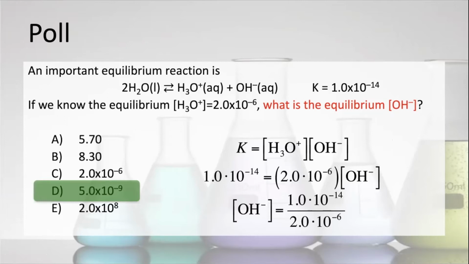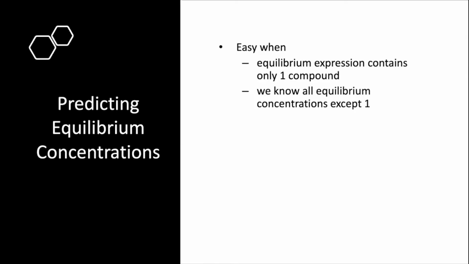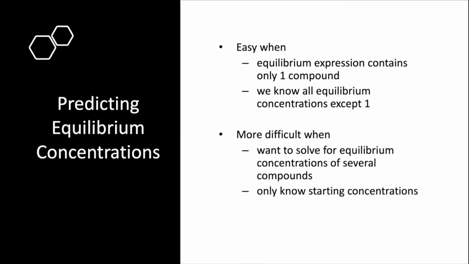When I multiply 5 times 10 to the minus 9th times 2 times 10 to the minus 6, I'm going to get 1 times 10 to the minus 14th, the equilibrium constant. So that's pretty straightforward, easy to do when our equilibrium expression only has one unknown, or if we know everything except for one of them, we just solve for it. Very simple. But what if we have multiple concentrations that we want to solve for, and we only know the starting concentrations? It becomes a little bit more complicated.